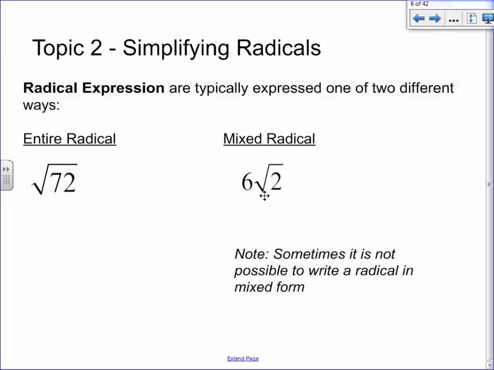Today, what we're going to add to it is throwing in some variables, like x's and y's and p's and q's. So let's start with some review. Do you recognize the difference between an entire and a mixed radical from last year? Essentially, the entire radical means that the entire number is under the square root sign, whereas with a mixed radical, there's a number in front of the square root sign. But these things are the same as each other.